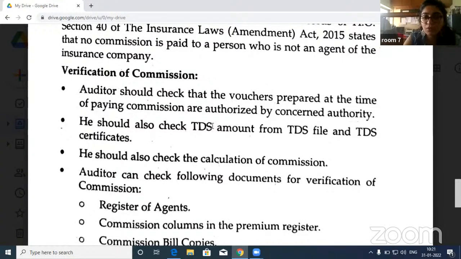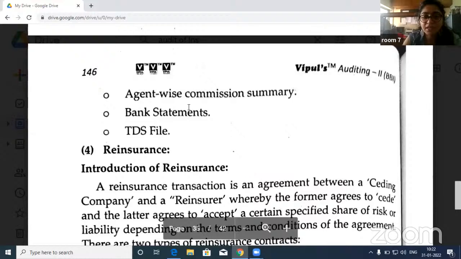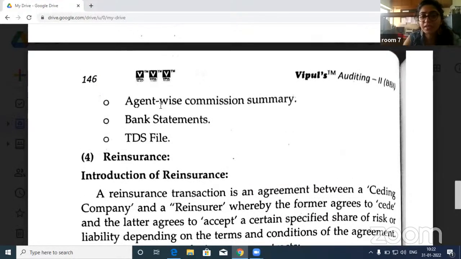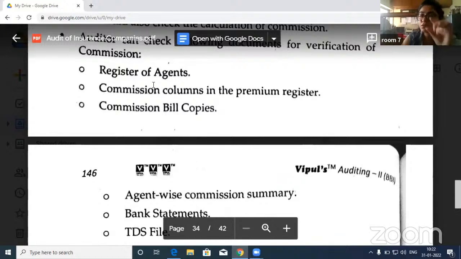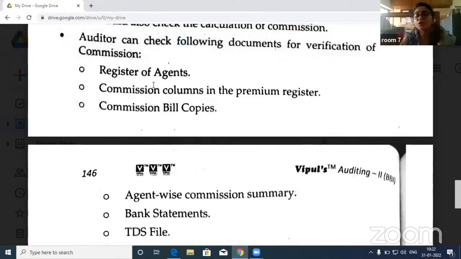Next, you will check what all amounts of TDS that has been deducted from the commission. Okay. You need to check agent's file, commission summary, bank statement, TDS file, commission bill copies. So these are the proofs. These are the documents that will give you proof that yes, this much is the amount of the commission that has been paid and received by the company during one financial year. Okay.